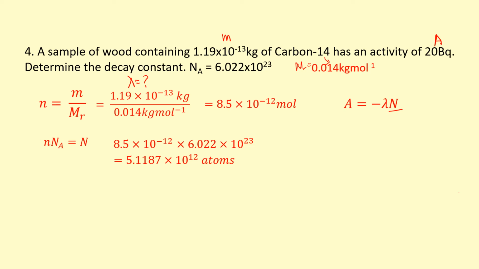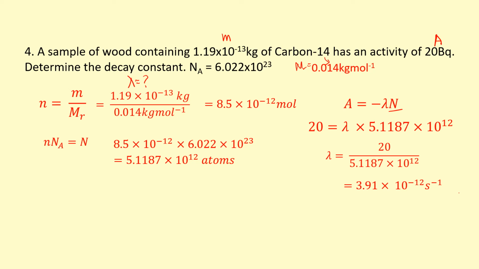So we can put it back into this equation here and solve for the decay constant. Activity is 20. We've got the number of atoms there, so rearrange for lambda. Then put that in, and we get a decay constant of 3.91 times 10^-12 per second.